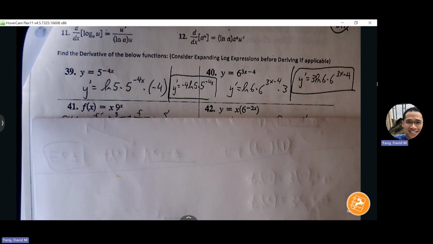Okay, 39 and 40 should feel pretty straightforward. Again, we need to be able to recognize, oh, this is an exponential function. I have to do a to the u, right? I do see students treating this like power rule, and they'll bring down negative 4x and do negative 4x minus 1. So this is not power rule, right? We have to go through its own exponential rule.